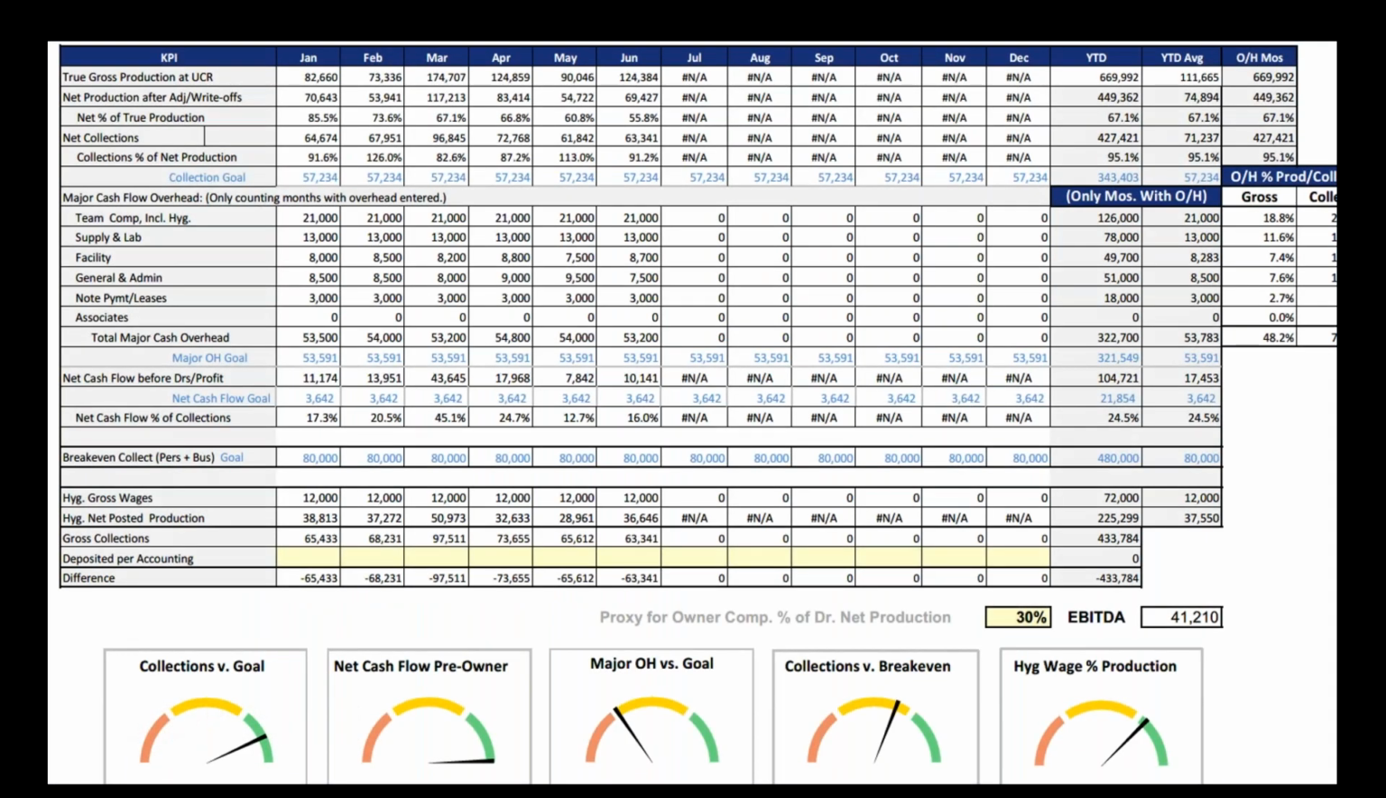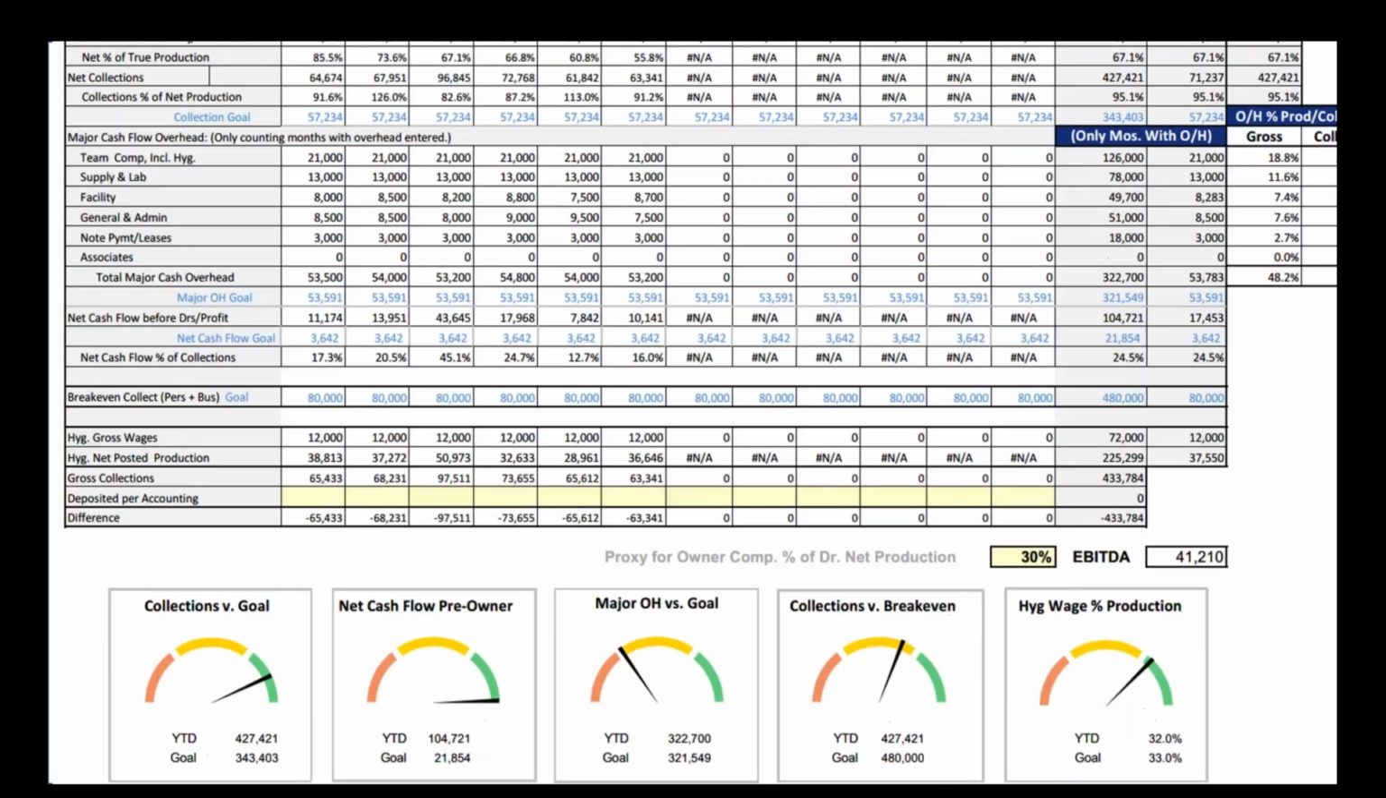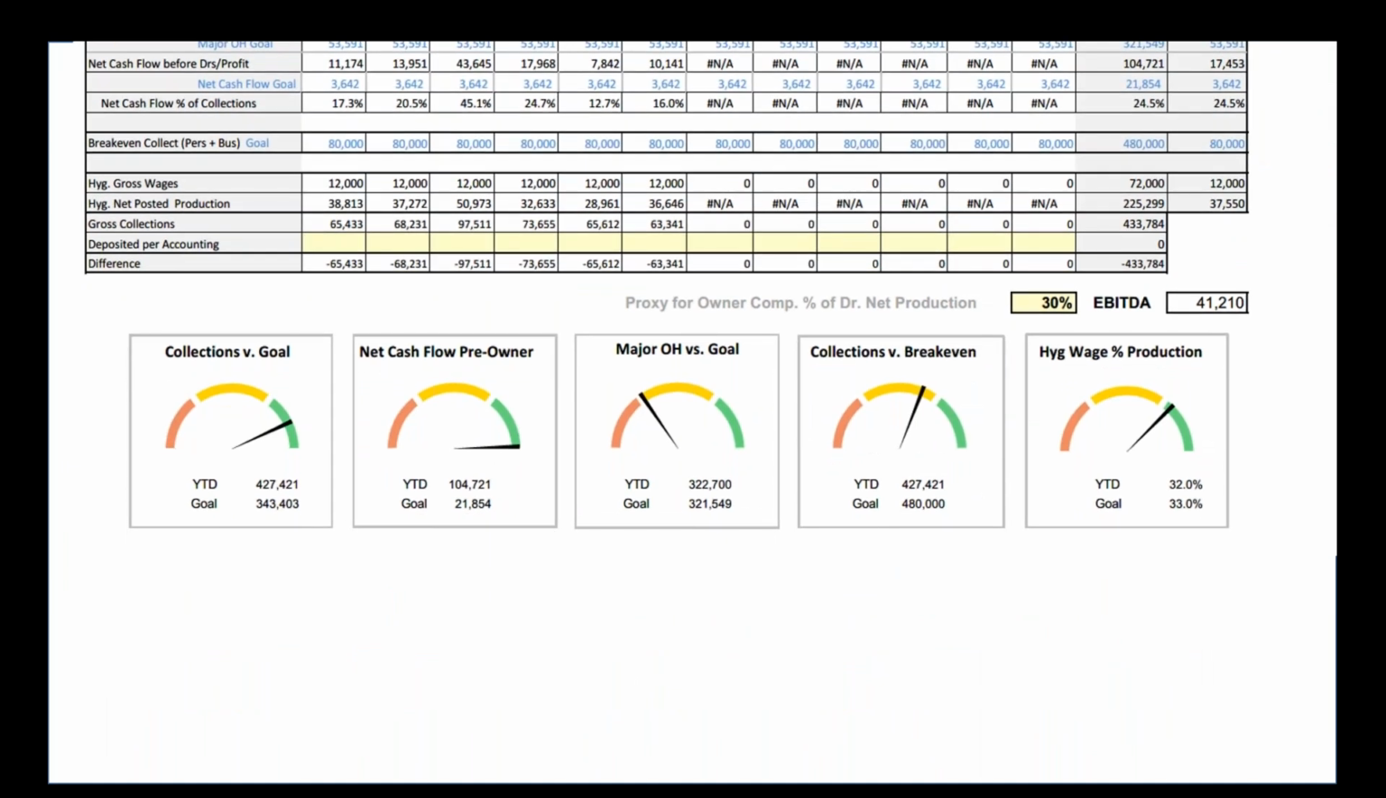I'm moving down to the middle section of the chart. Hang on, we're not going to stay here long. I just wanted to show you. We're going to show all the numbers, and we break this up into those categories. This is the team compensation, including hygiene, fringe benefits, etc., supplies and lab, facility, that type of thing. But I wanted to go down to a bottom section.